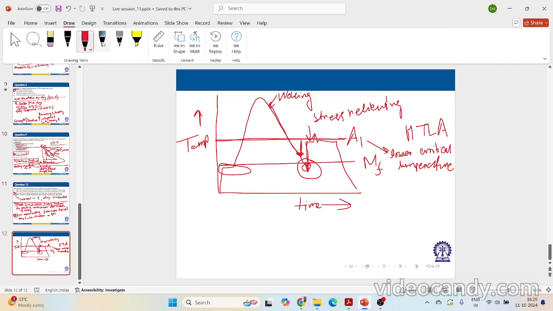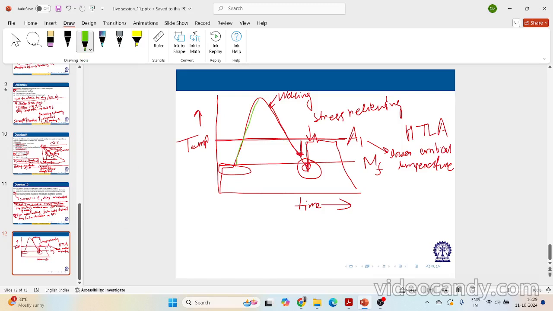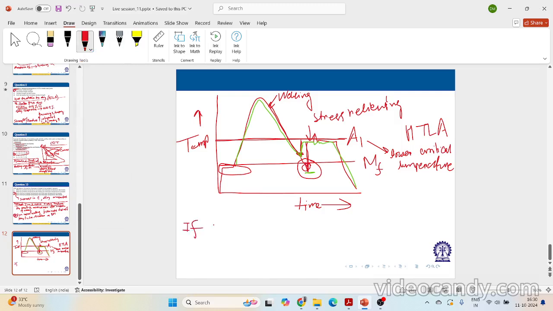So I should use some other color. Let's say this is another cycle. The green one is another cycle. You can understand these two lines, red and green. What is the differentiation? One is the temperature just after welding is below MF. The other is the temperature just after welding is above MF, and then I am doing stress relieving. So if my temperature is above MF, what will happen?